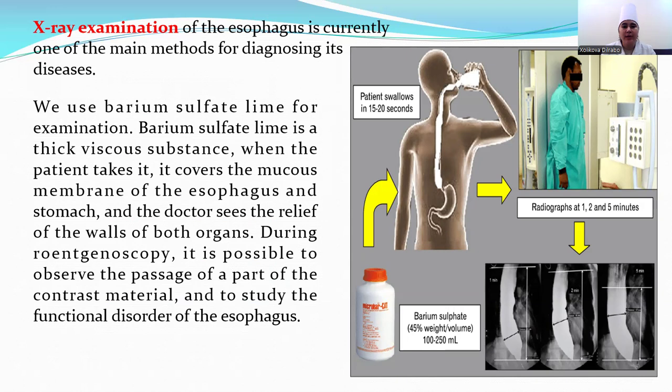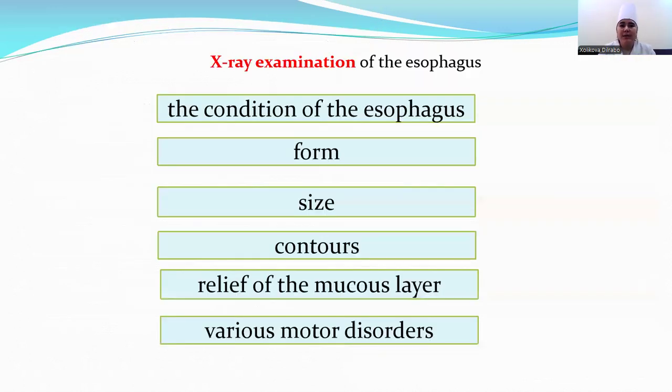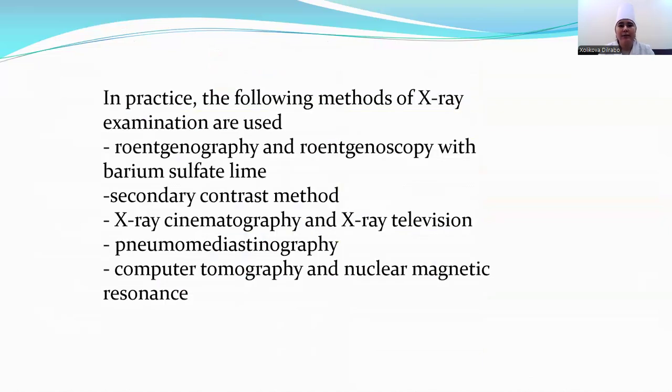During rentgenoscopy, it is possible to observe the passage of the contrast material and to study the functional disorder of the esophagus. By X-ray examination, we may identify the condition of the esophagus, form, size, contours, relief of the mucous layer, and various motor disorders.